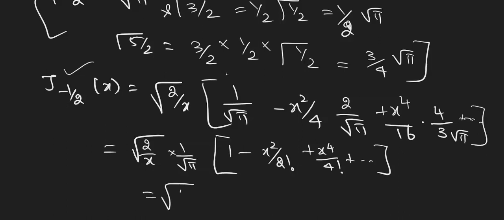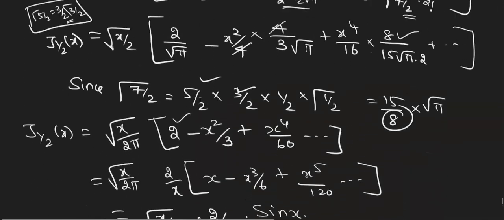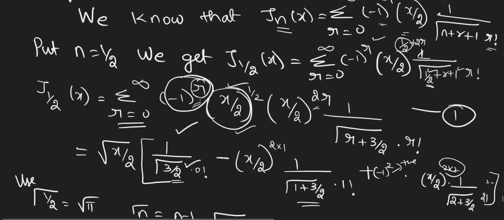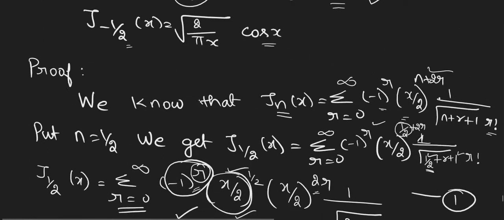So root of 2 by pi x into, if you see this, this is nothing but cos x formula. That's it. Hence proof: J half of x is nothing but root of 2 by pi x into sin x, and J minus half of x is root of 2 by pi x into cos x. What we did, simply we have written Jn of x, the general formula, and substituted n as 1 by 2 in the first formula, expanding the summation r is equal to 0 to infinity, and n as minus 1 by 2 in the second formula.